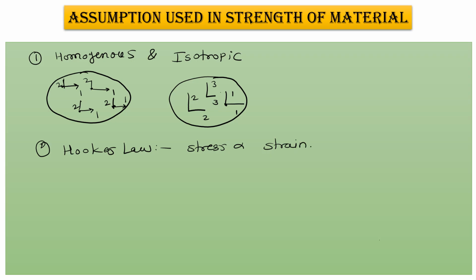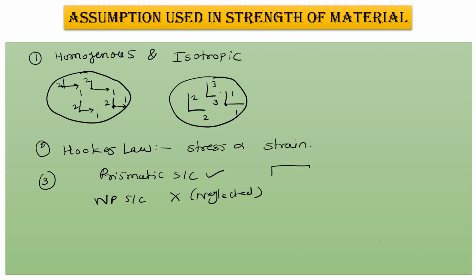Then the next assumption is that the prismatic section is considered, and the non-prismatic section is neglected. A prismatic section is a section in which the dimensions are the same or equal throughout, and this one is a non-prismatic section, which has no uniform dimensions.